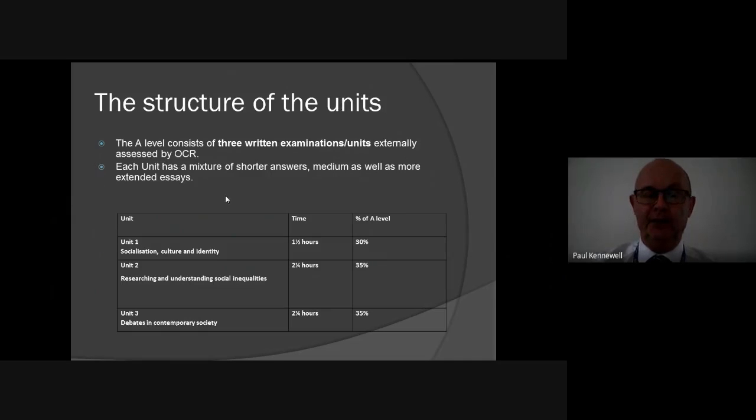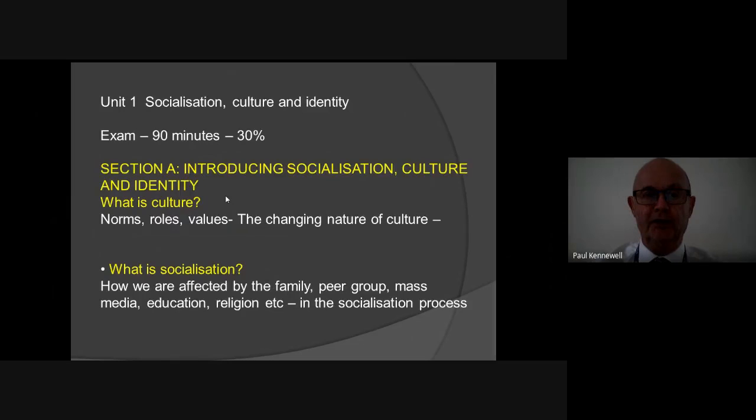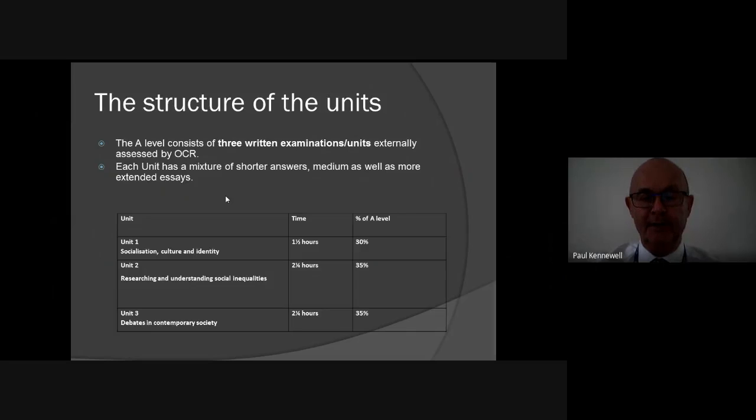As you see from the grid below, the course consists of 3 units. Unit 1 is socialization, culture and identity. Unit 2 is researching and understanding social inequalities. And Unit 3 is debates in contemporary society.